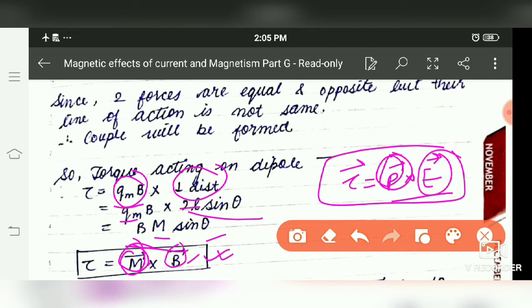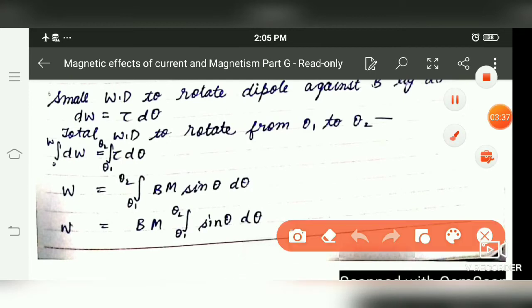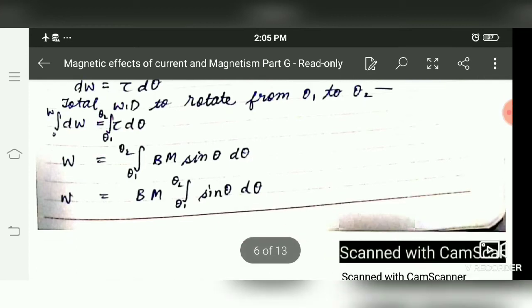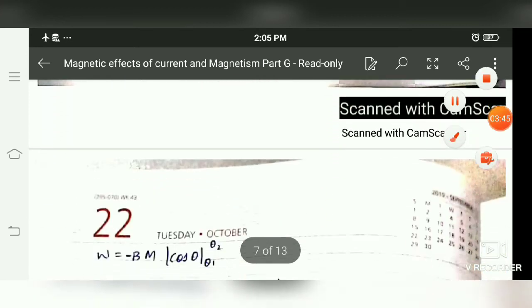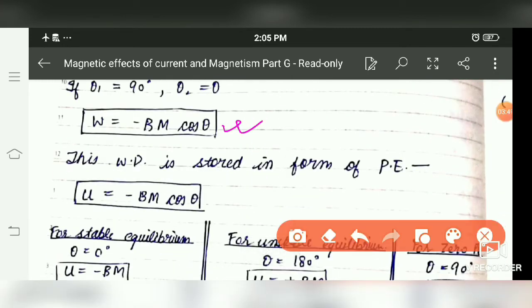Magnetic field, electric field. Now the energy stored: if we have to calculate energy, we have to find the work done in rotating the dipole from theta 1 to theta 2. By substituting the value of tau and solving, we get the work done equal to this, and this work done gets stored in the form of energy.